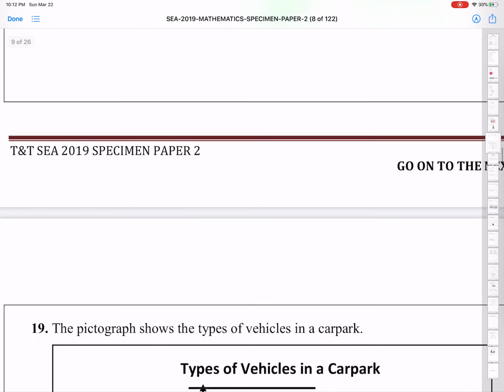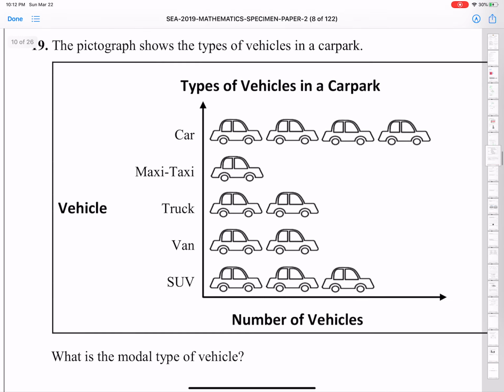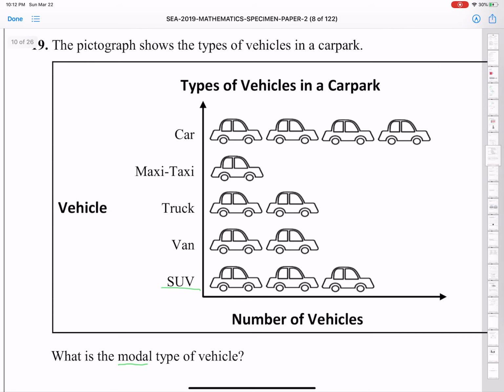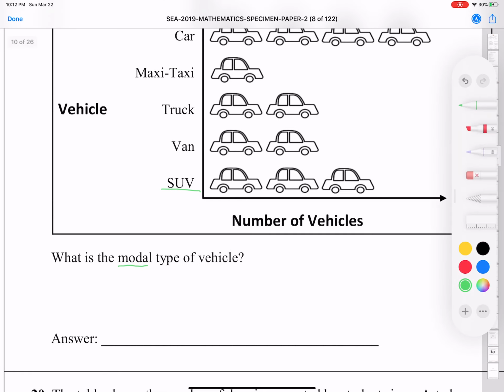And number 19. The pictograph shows the types of vehicles in a car park: car, maxi taxi, truck, van, SUV. And if this guy from What You Know pulls you up, SUV, sport utility vehicle. Alright? Great. So, we are asked, what is the modal type of vehicle? And that word, modal, comes from mode. That's asking you which vehicle represents the mode.